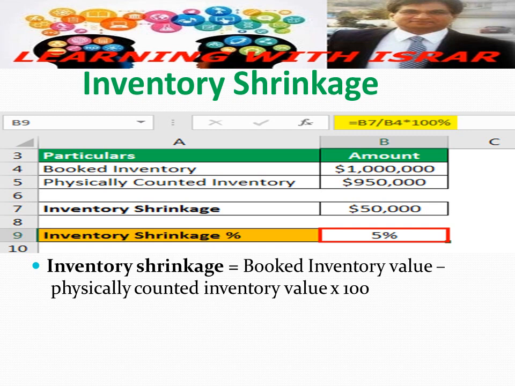It is equal to the book inventory value minus the physical counted inventory value, divided by the book inventory value, times 100. If you see in the example, book inventory is 100,000 but we can find only 95,000, so 5,000 is the shrinkage, and with the formula this is 5% inventory shrinkage.